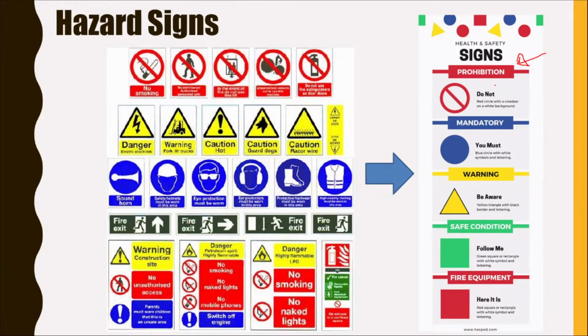Also that red color with a circle and cross line. Then the yellow color is a warning sign. The blue color means you must do something. Mandatory means you need to do that, it's compulsory. And this green color is given for safe conditions. You have to go this side, you have to follow this procedure.